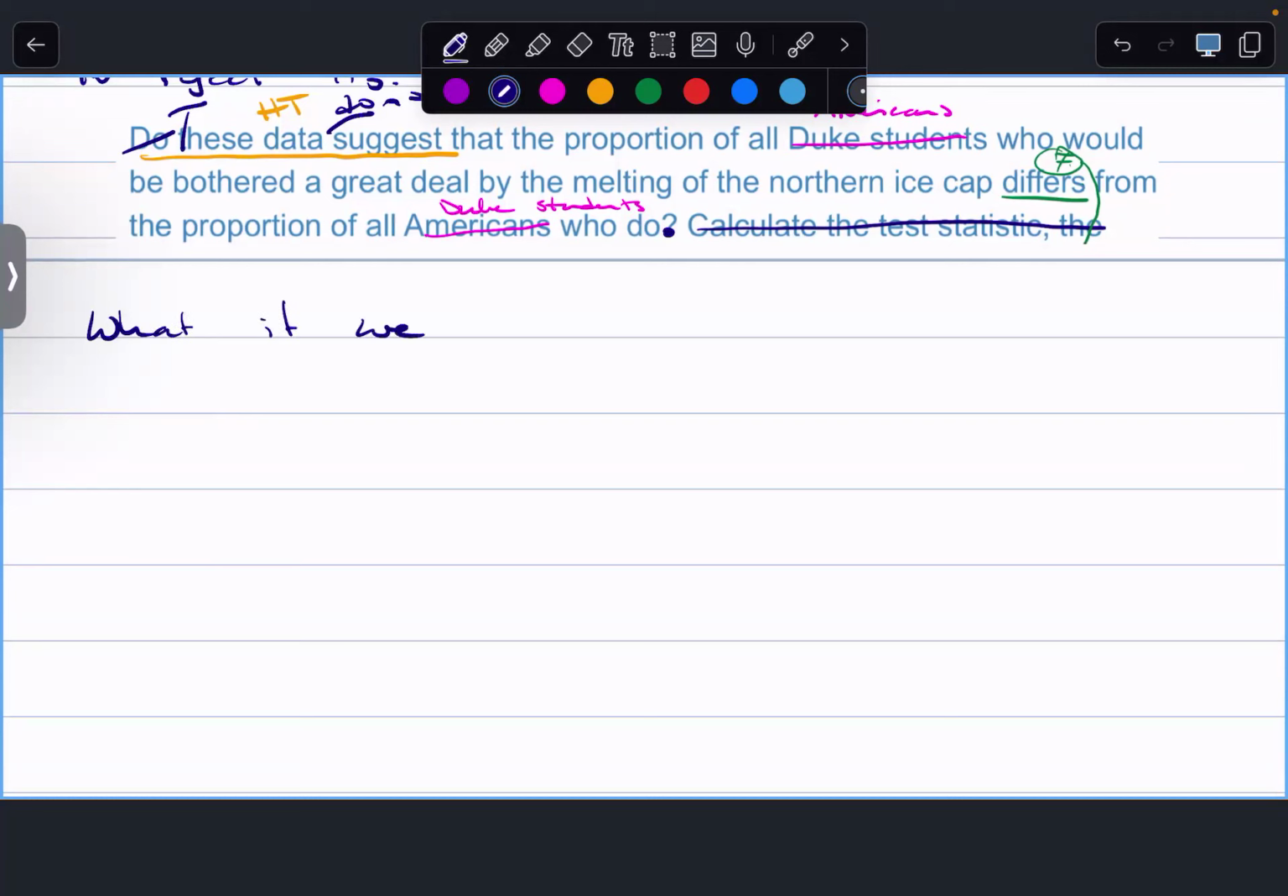What if we want to compare 3 or more proportions?